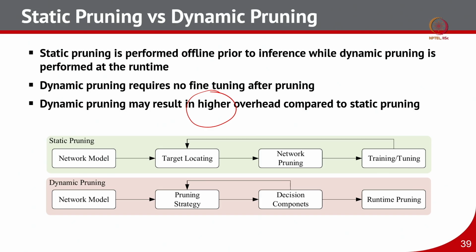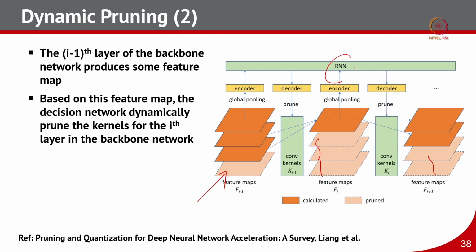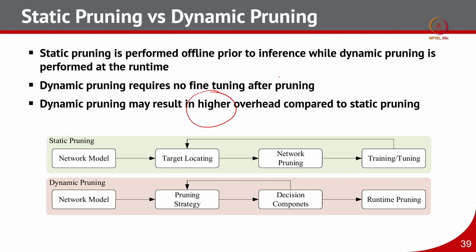consideration compared to static pruning, because remember in dynamic pruning there is a decision network. In the previous example our RNN was a decision network. So, we have to make sure that the decision network does not impose a high overhead, so that whatever latency benefit we are obtaining from pruning is not gone, right.